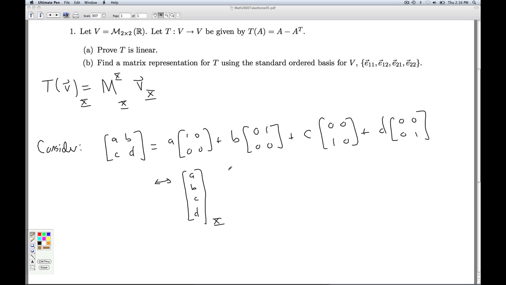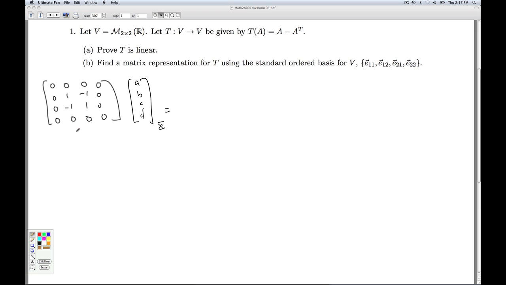So what I'm going to do now is take my matrix M times that column vector. Alright, so here's the matrix M from before, and here's the column vector representation for a generic 2 by 2 matrix. And I go through the usual row column. So I take row times column, I get a 0. Row times column, I get b minus c. Row times column, I get negative b plus c. Row times column, I get 0.